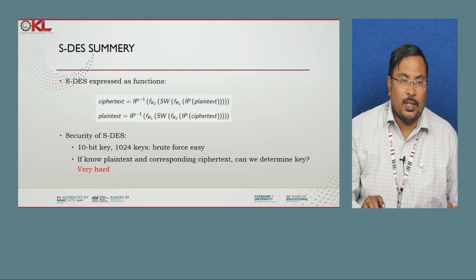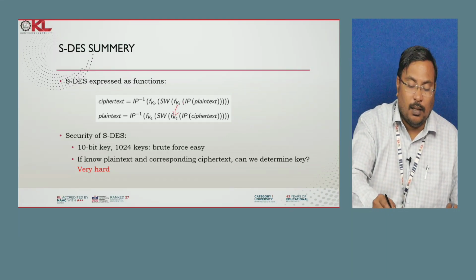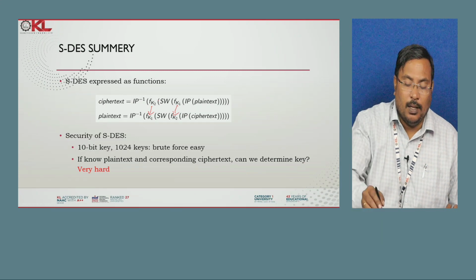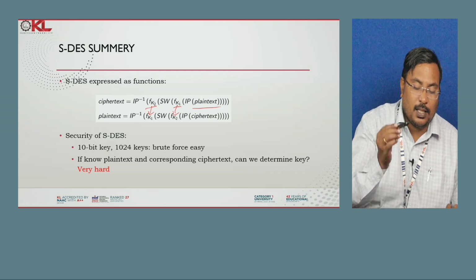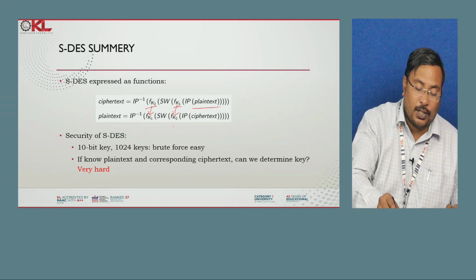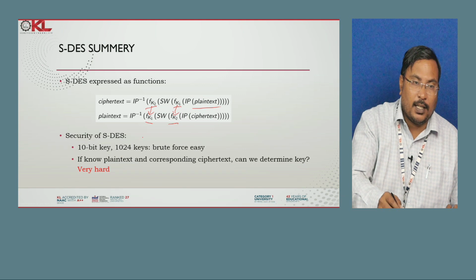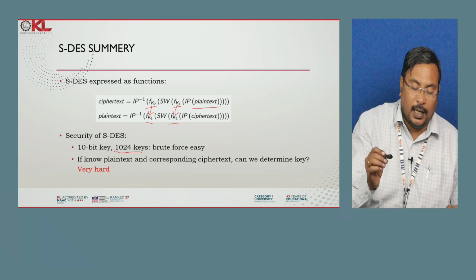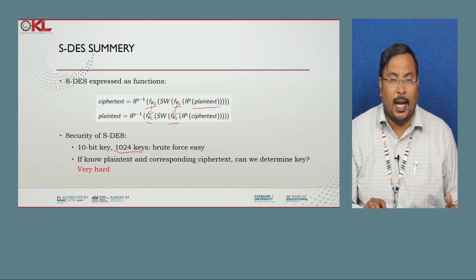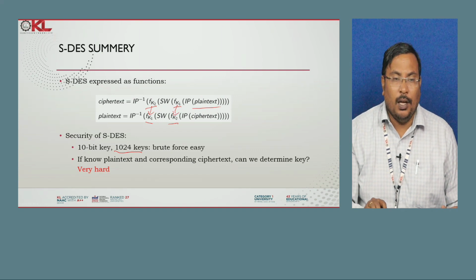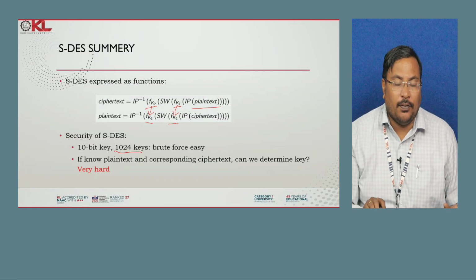Coming to the summary, the SDES algorithm uses the same functions for encryption and decryption. The thing is, the keys are different. If the plain text is there, the first round uses the first key and the second round uses the second key. Coming to decryption, the first round uses K2 and the second round uses K1. Regarding the security of SDES, a 10 bit key gives 1024 keys. With huge computational power, a brute force attack may easily succeed. If you know the plain text and the corresponding cipher text, it is very hard to identify the key.